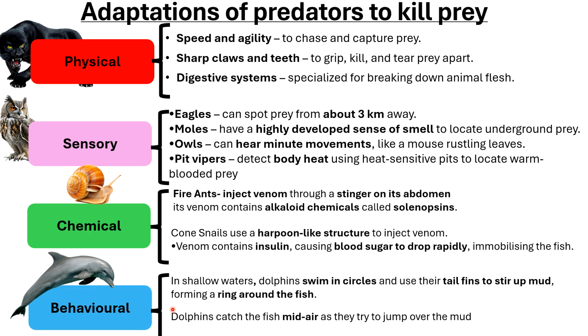They are used by more intelligent species such as dolphins. In shallow waters, which are not deep, they might be like 1 meter deep, the dolphins will swim in circles and use their tails to stir up mud. So the mud is going to go up in the water. This forms a ring around the fish, so the fish is trapped, and the dolphins will catch the fish midair when it tries to escape.